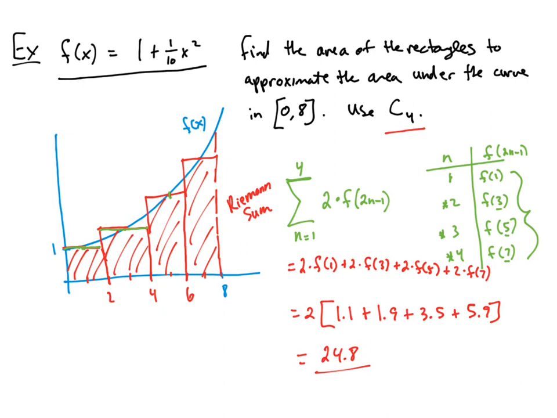And for comparison's sake, the actual area here is 25.066 repeating. So not too bad, and this is a lot cleaner and quicker. Getting to this Riemann sum saves us some time here.